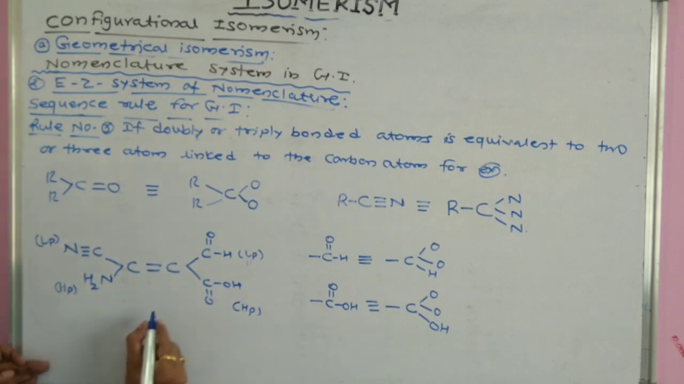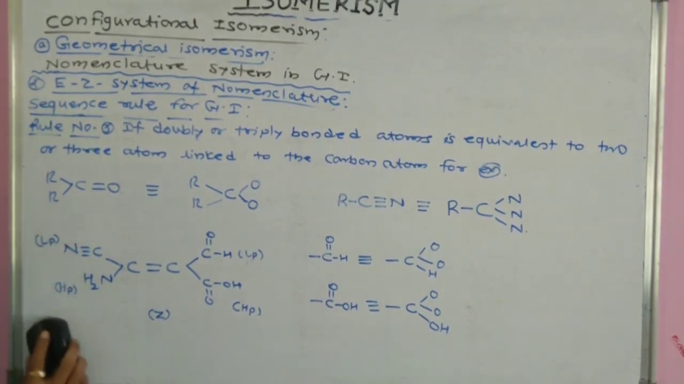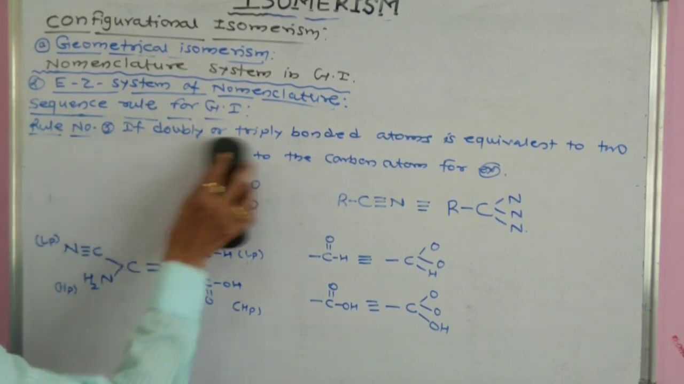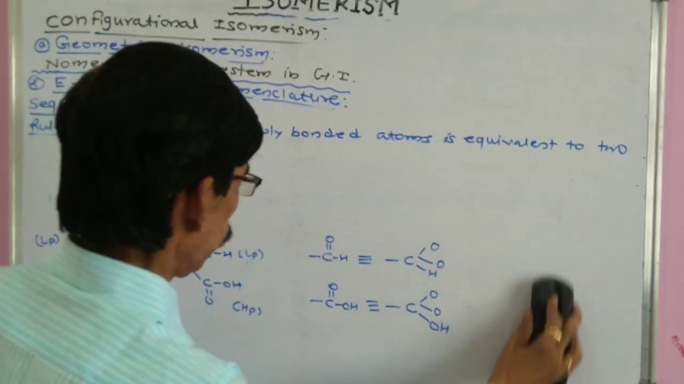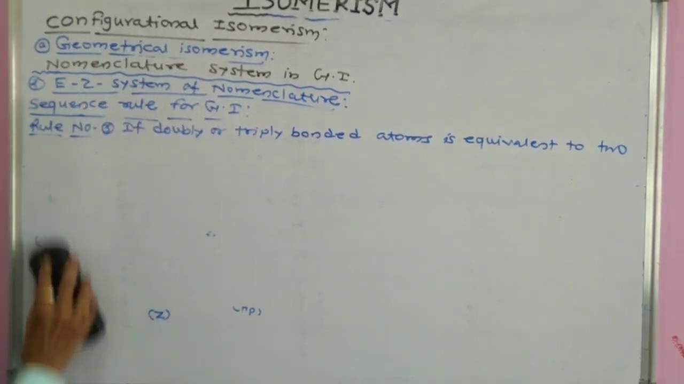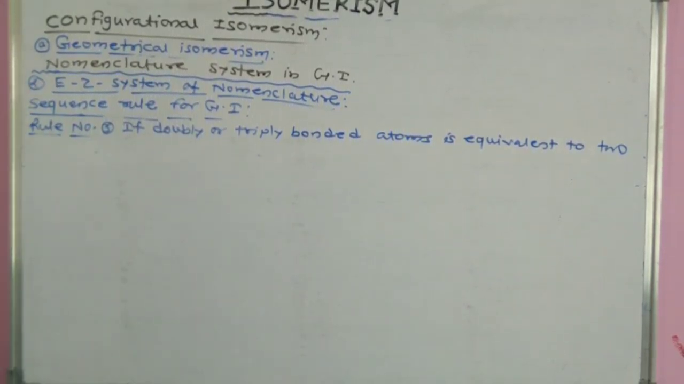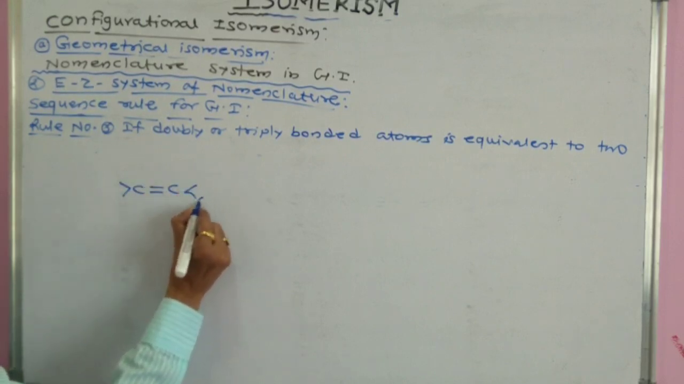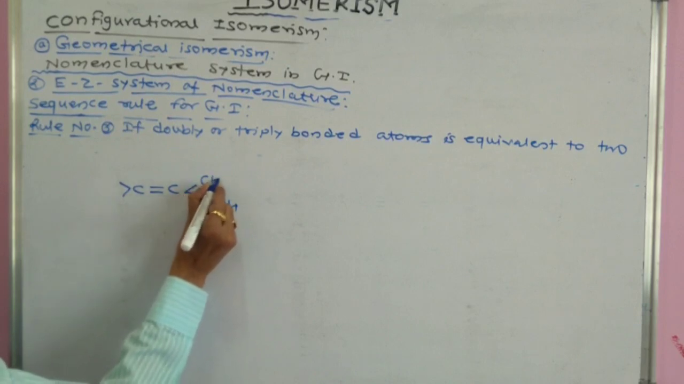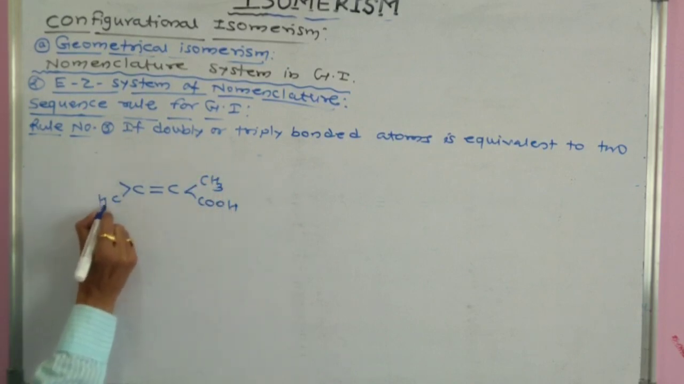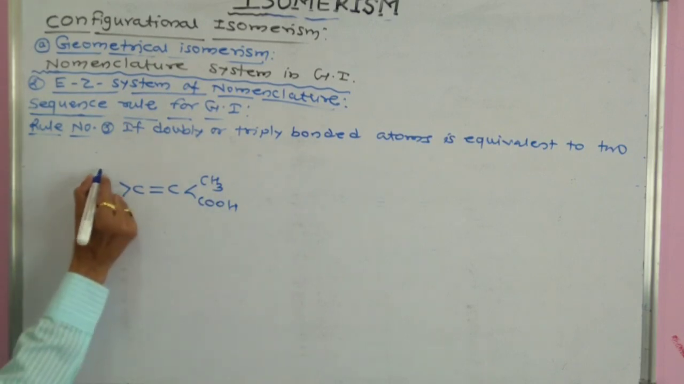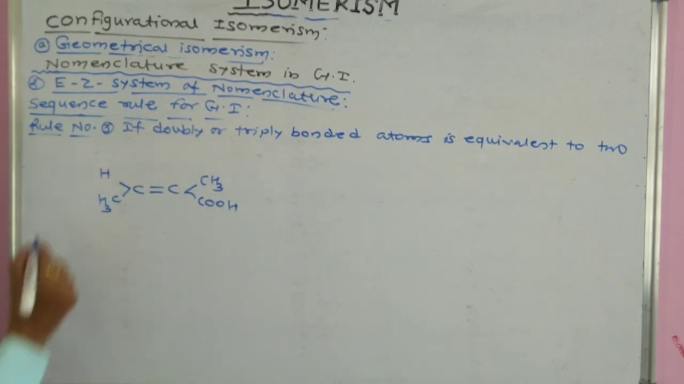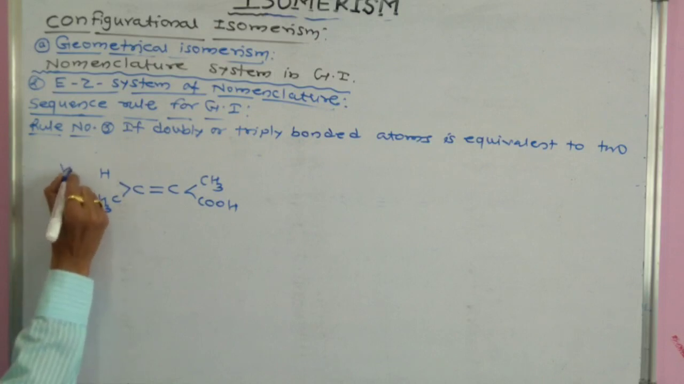Therefore, the higher priority groups are on the same side of the double bond. Therefore, this configuration is called Z. Now, another example. A simple example is C double bond C, the COOH, and this is the CH3. Now this CH3 and this H. Now this has a higher priority and this has the lower priority.